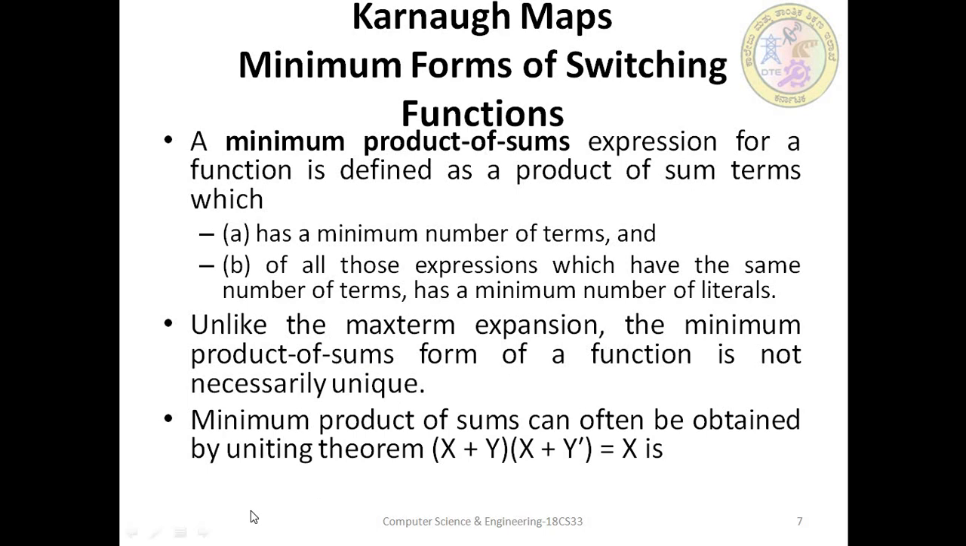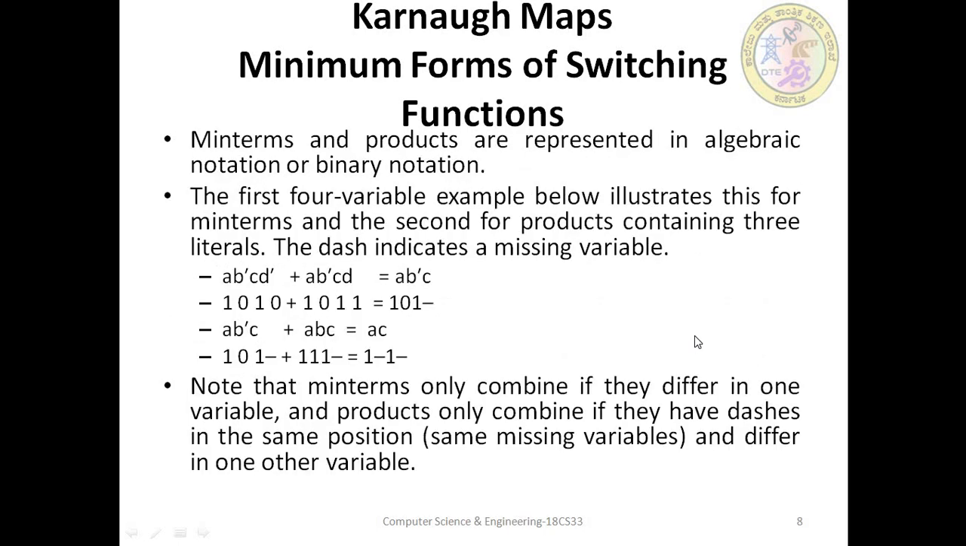Okay, minimum product of sums can often be obtained by using the uniting theorem, which we also know: x plus y into x plus y bar equals x. These are the algebraic notations, like how we used to represent. We already know that any variable with a bar indicates a 0, and a variable directly, as an input, represents 1 itself. So here you can see AB bar CD can be represented as 1010. The same result can be seen here also.